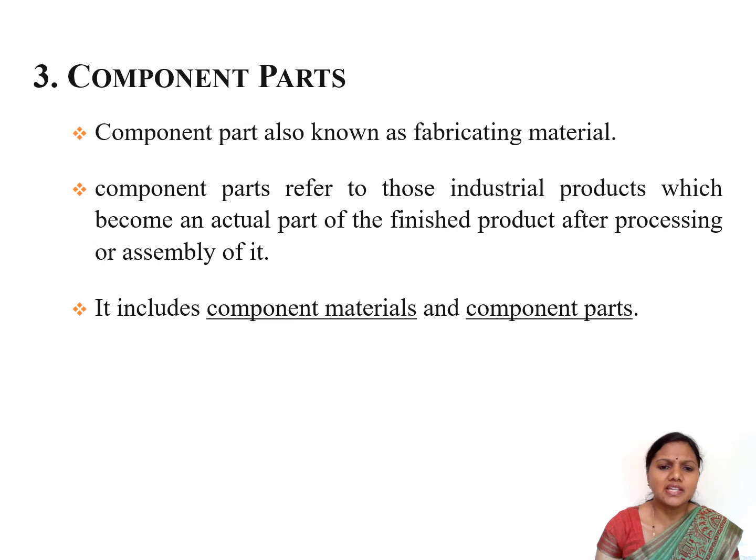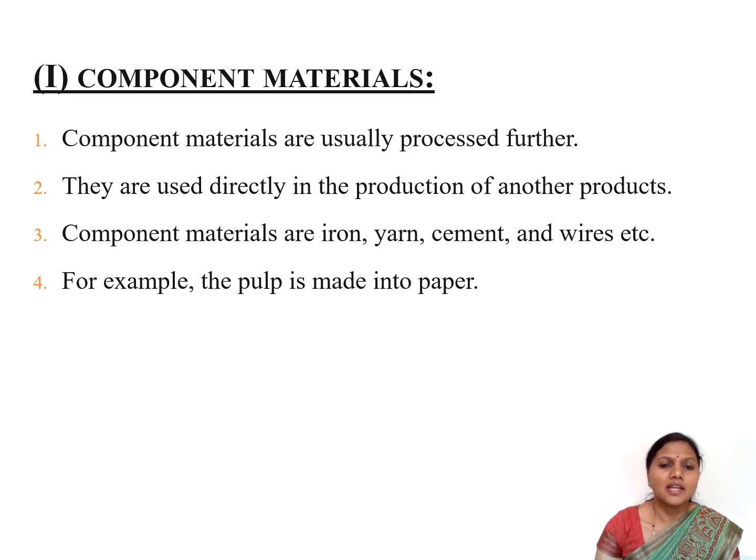For example, in case of component materials, they are used in the production process and will be processed further. That is, they'll be converted into some other product. They'll not be used as they are. They are used directly in the production of other products. Component materials are iron, yarn, cement and wires, etc. For example, the pulp is made into paper.